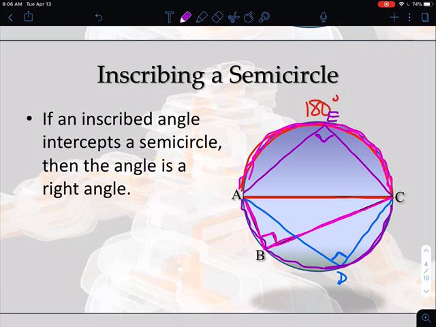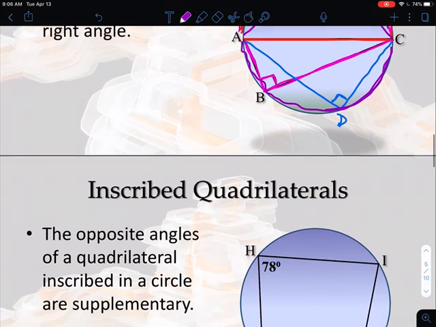So anytime you see my angle opening up to the endpoints of a diameter, so it's opening up to a semicircle, you know that that angle is always going to have to be a right angle automatically.